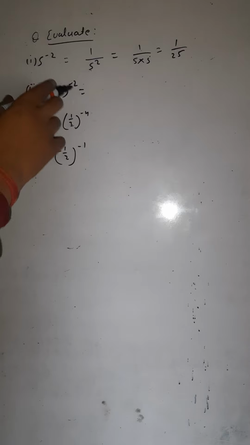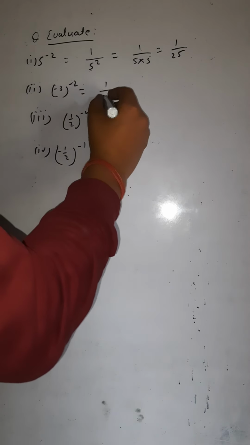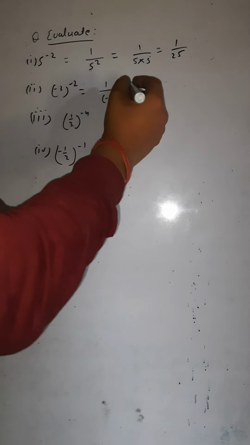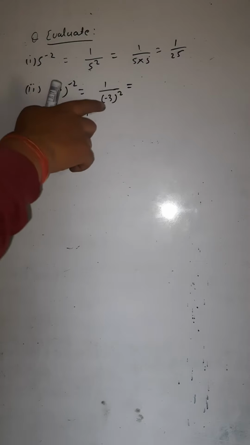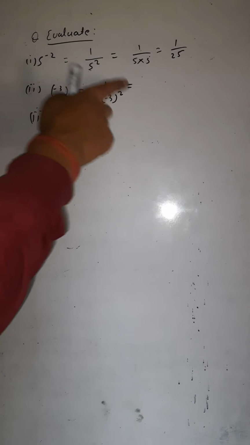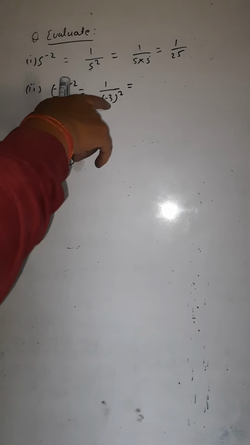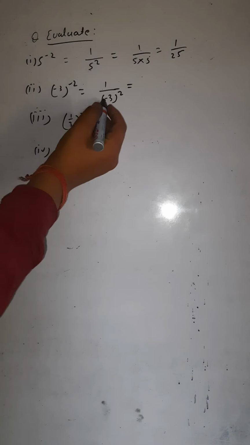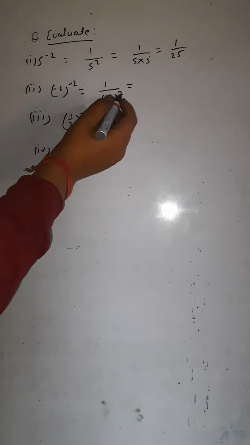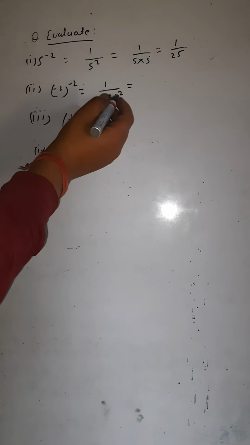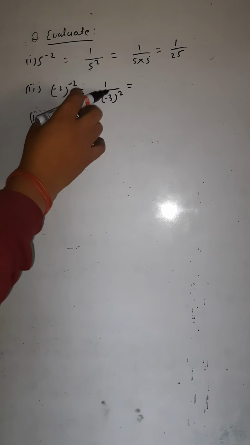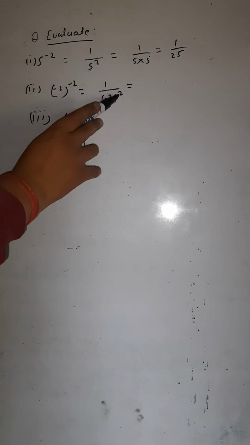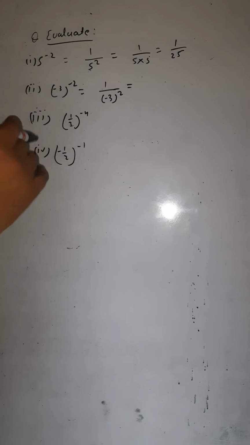How would you make this power positive? By writing this like 1 by minus 3 raised to the power 2. The power would become positive now. One more thing I have just told you: if the base inside is negative and the power is an even number, then this would become positive. That I have already discussed with you. Here also you see this 2 is an even number, so this negative would become positive.